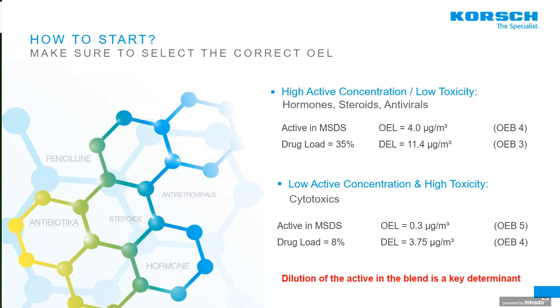Similarly, with a low active concentration and high toxicity active, let's say a cytotoxic, if the active in the MSDS has an OEL of 0.3 micrograms per cubic meter, which is in itself OEB5, but the drug load is 8% in the granulation, then the design exposure limit is 3.75, which puts us in an OEB4 range. So the take-home message, and perhaps the most important message that I'm trying to convey in this presentation, is that consideration of the dilution of the active in the blend is a critical determinant of what the design criteria for the contained system needs to be.